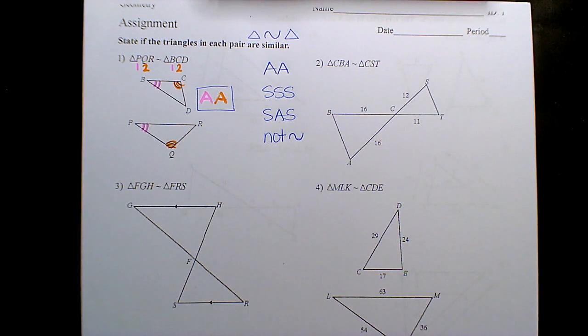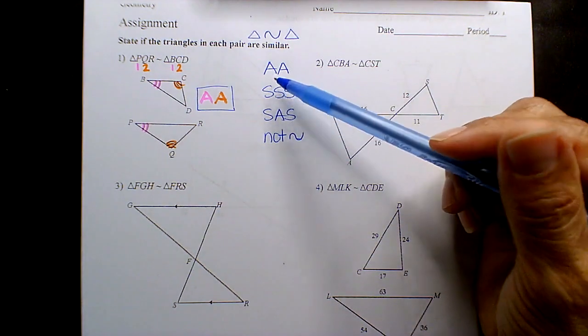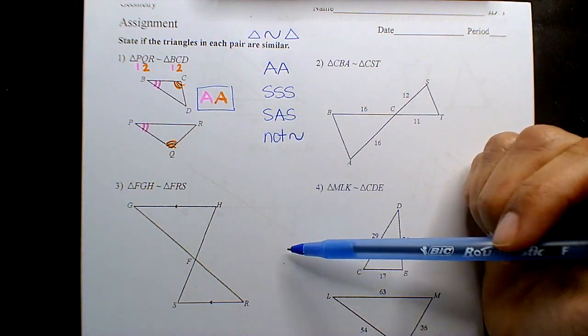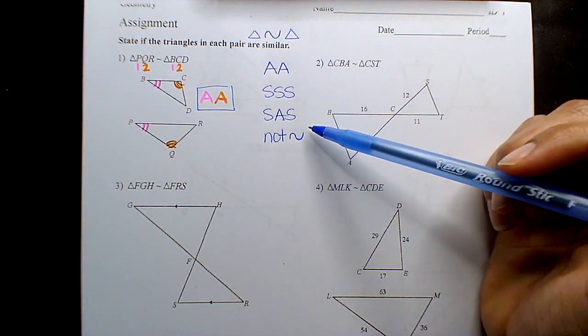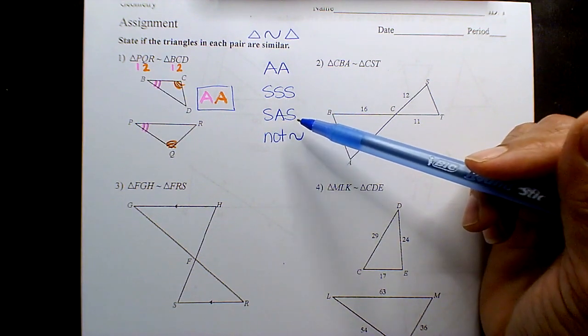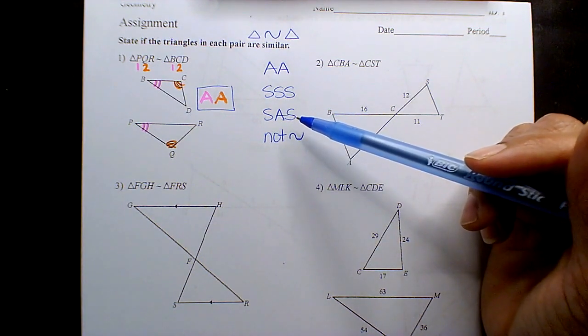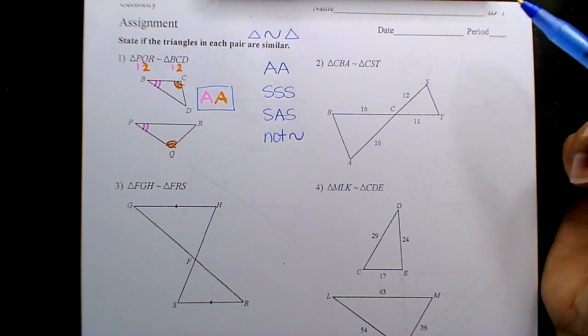Just like on your test last week or 2 weeks ago, where you had a longer list, like 7 choices, here you're only looking at 4. But for the sides, you have to prove fractions. You have to prove that there's a consistent scale factor.